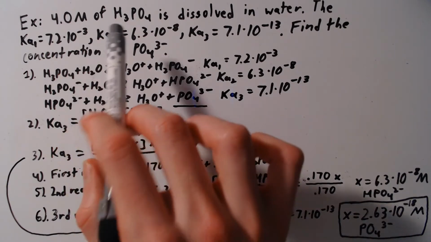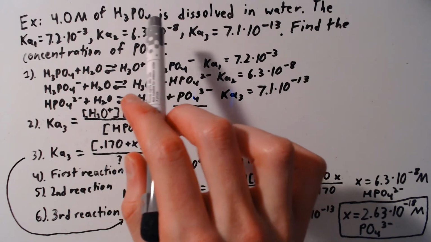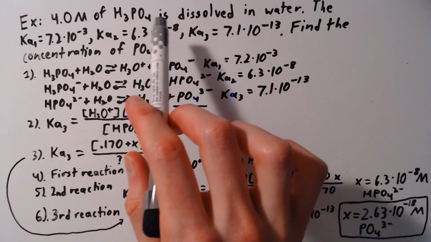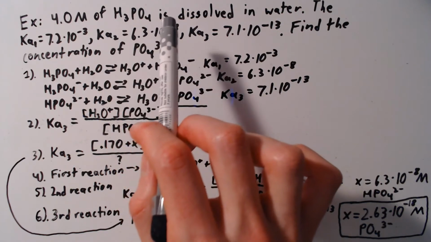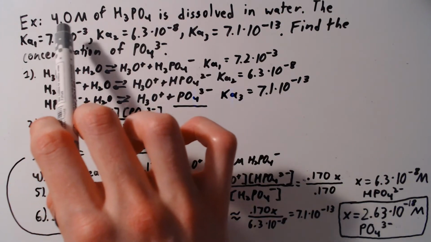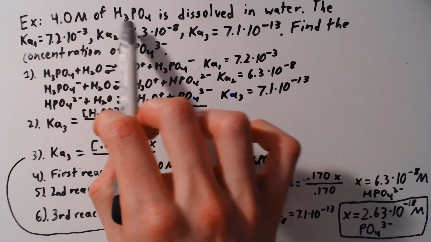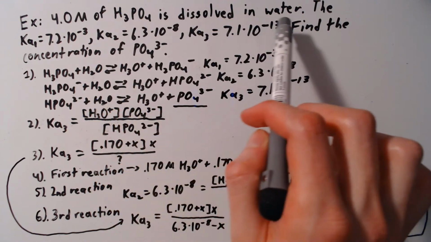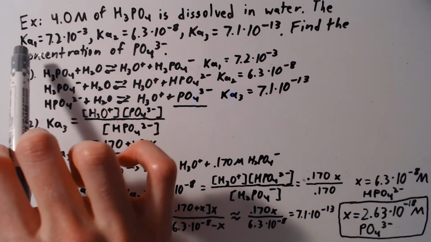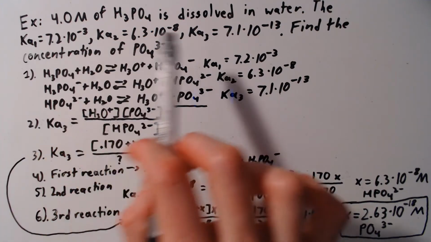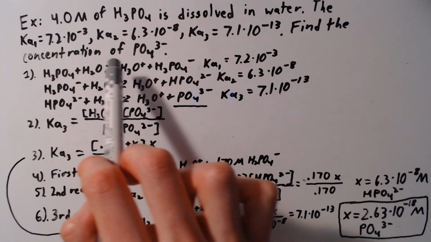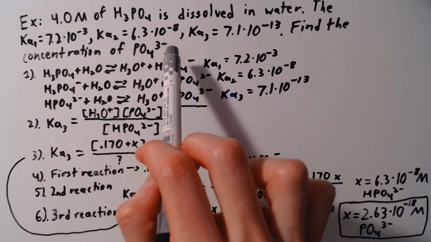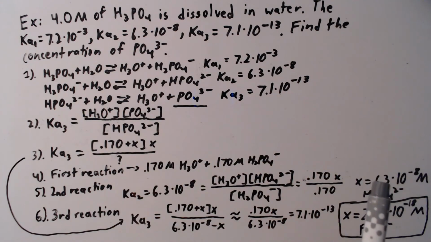To illustrate how to find the concentration of PO4 3-, I'll use our previous problem with the phosphoric acid. In this problem we have 4 molar of phosphoric acid, H3PO4, dissolved in water. Here are the different Kas, K1, K2, and K3, of phosphoric acid, and we need to find the concentration of PO4 3- ions in the solution.